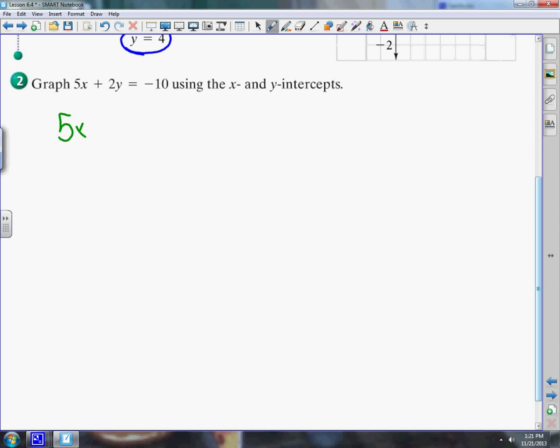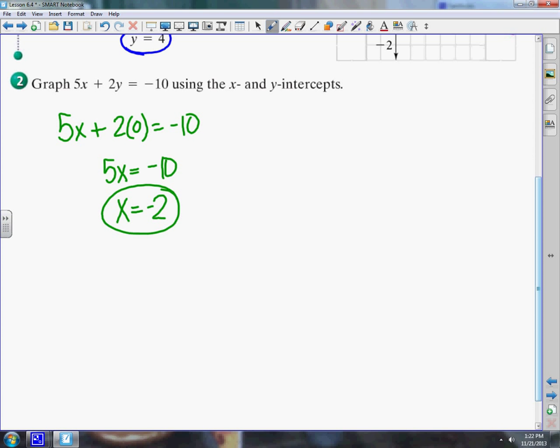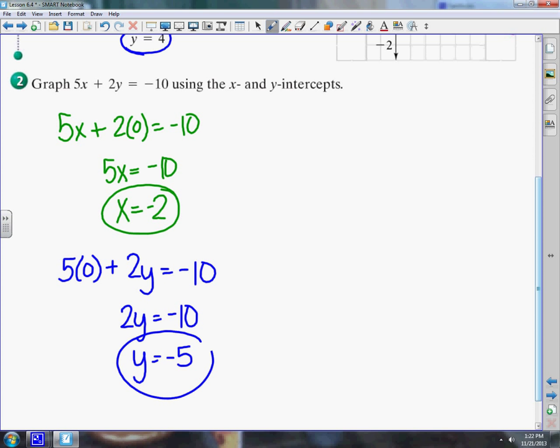So if I have 5x plus 2 times 0 is negative 10. So 5x equals negative 10. So x equals negative 2. And then I have 5 times 0 plus 2y equals negative 10. So 2y equals negative 10, so y equals negative 5. And then I draw my graph.